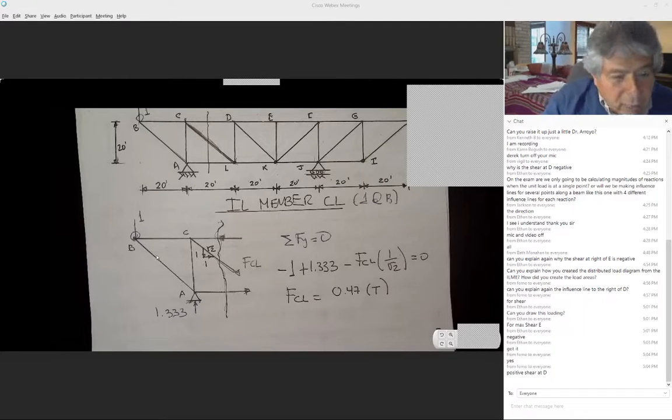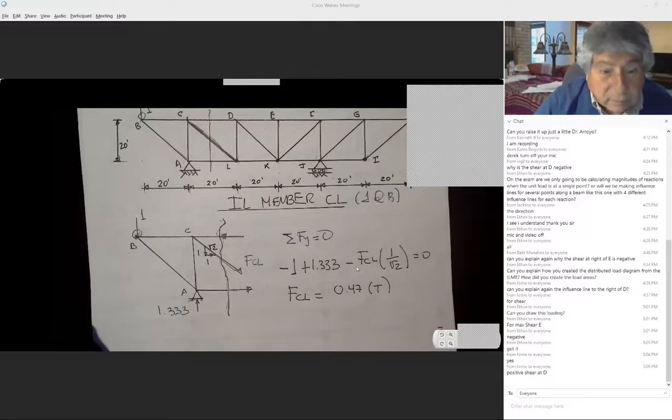So the only thing that is going to change in here is that this unit load is going to move, and the reaction is going to change. When the unit load goes to this location, it no longer appears in my free body. The only thing that changes is the reaction. So I'm going to stop in here.